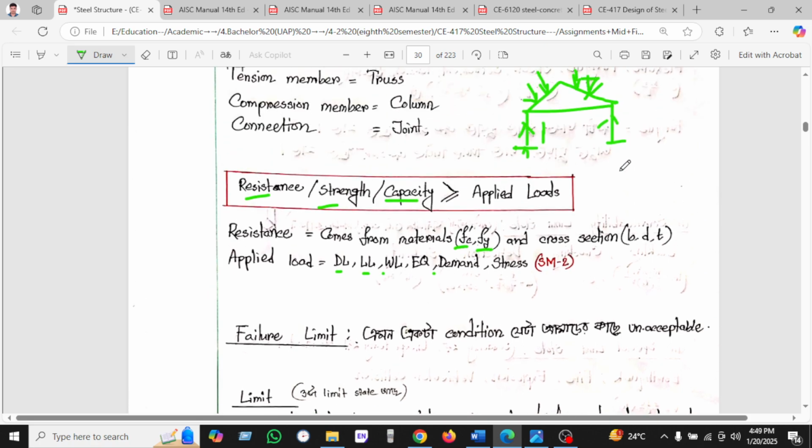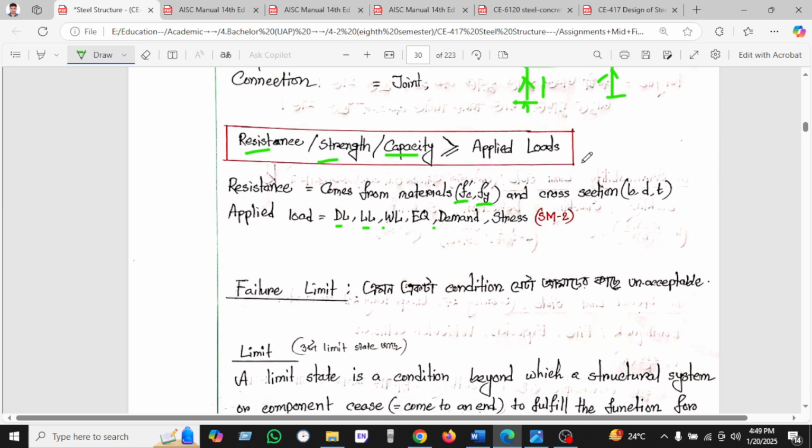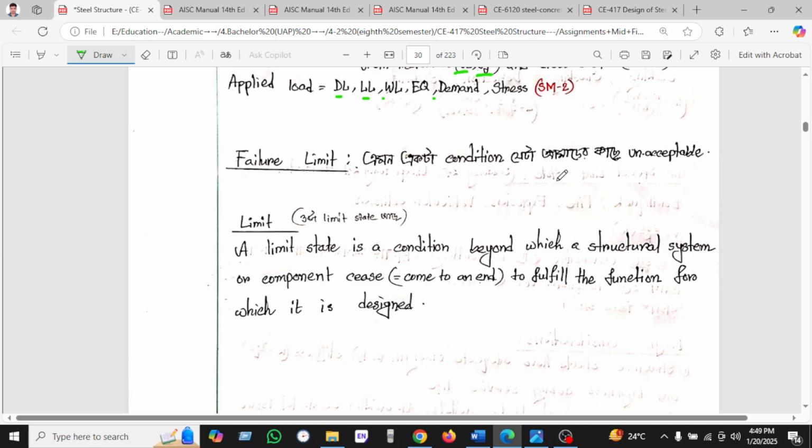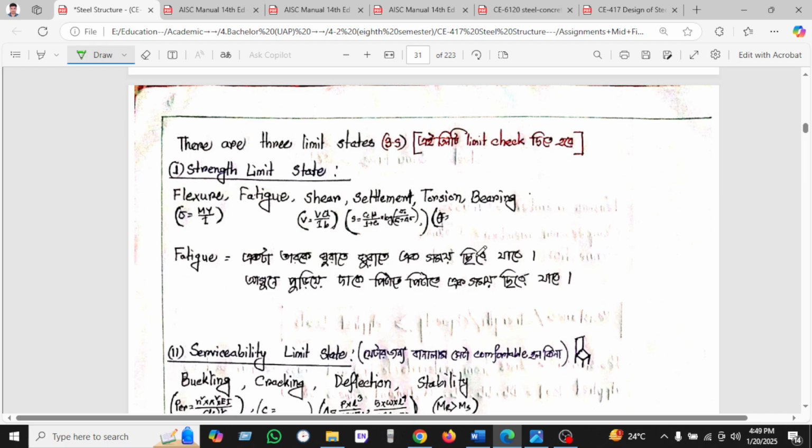What is the failure limit? A limit state is a condition which is unacceptable to us, beyond which a structure or component ceases to fulfill the function for which it was designed. Let's see another. There are three types of limit state.